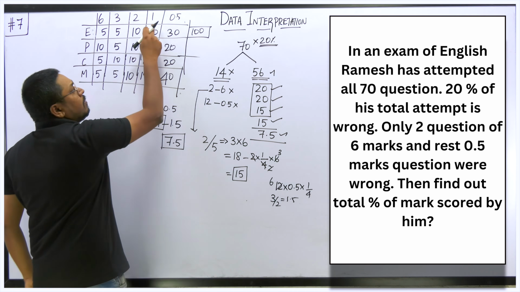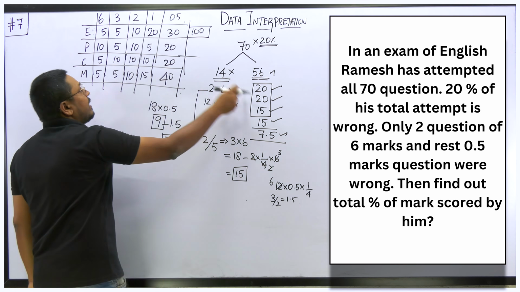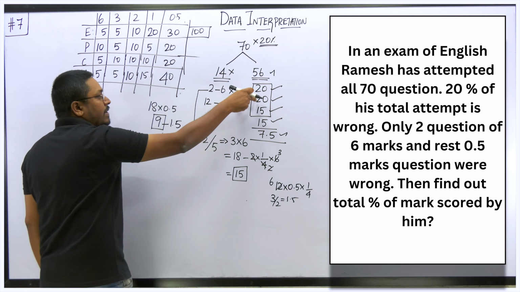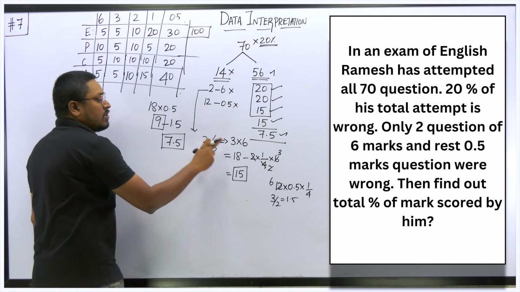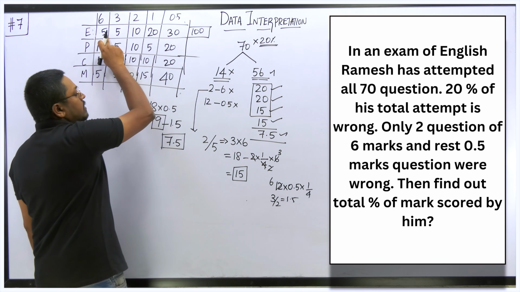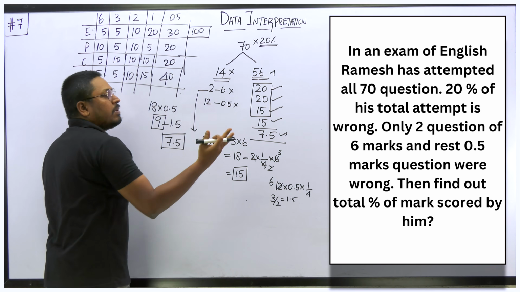So how many 1 mark questions? 20 questions are correct. So 20 marks. So 10 into 2, 20. 5 into 3, 15. All these question marks are correct. So now we have to calculate for the 6 mark questions. Out of how many questions, 6 mark questions are there? 5 questions. So out of 5 questions, 2 questions were wrong. Then 3 questions will be correct.